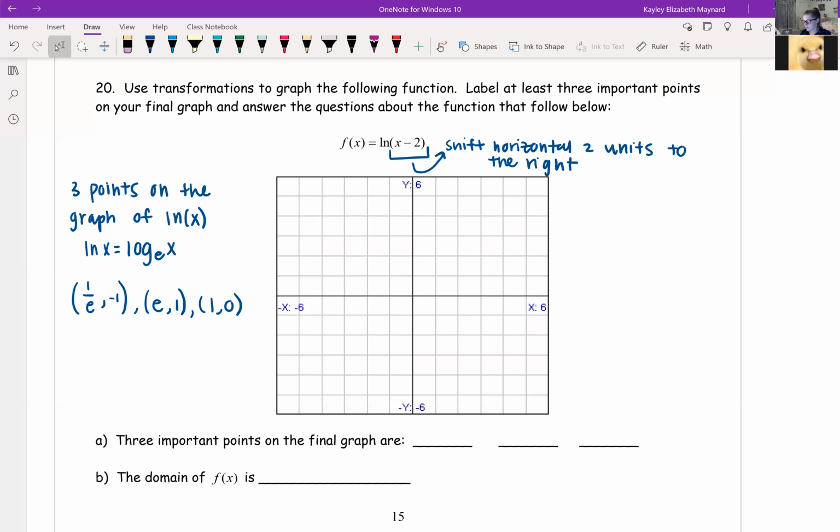So down here it says 3 important points on the final graph are what? I'm going to write the transformed points down there. If I shift these 3 to the right by 2, that gives me 1 over e plus 2, comma -1, e plus 2, comma 1, and then 3, 0.